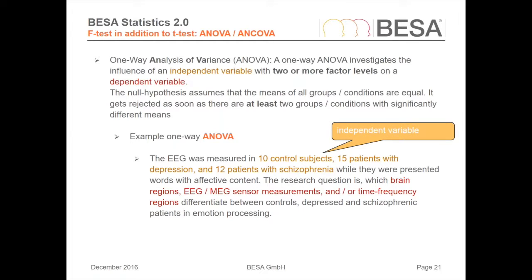The research question is which brain regions, EEG or MEG sensor measurements, and/or time-frequency regions differentiate between controls, depressed and schizophrenic patients in emotion processing. The one that I choose to investigate is the dependent variable here.